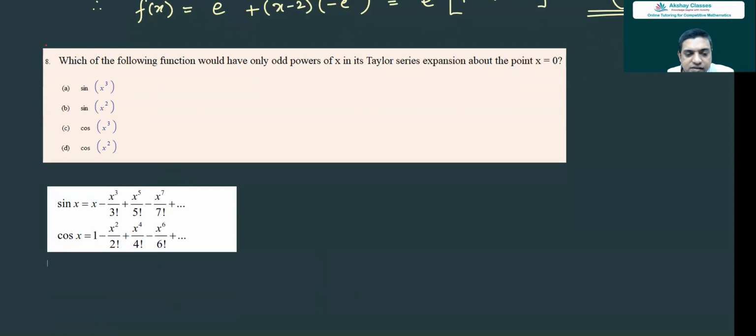Answer. Let's see the chat. This is from the previous question. You don't have to expand. You just have to see the series and tell the answer. You don't have to do the whole expansion again.